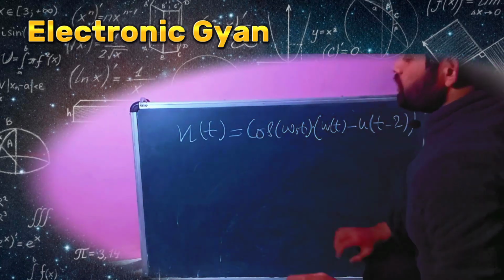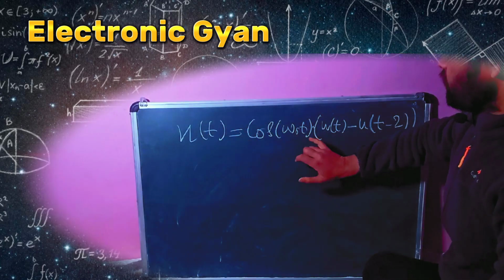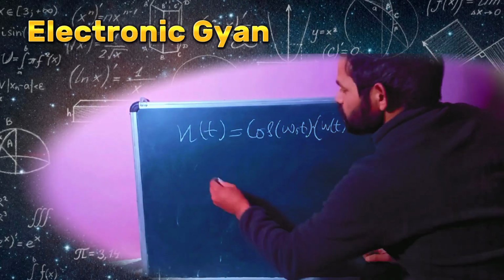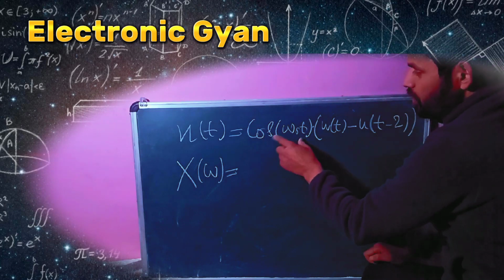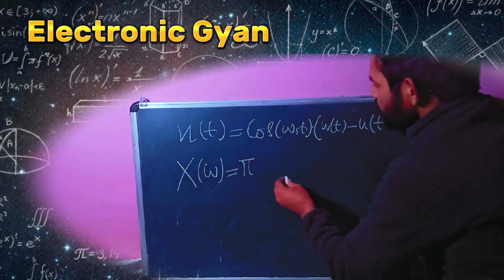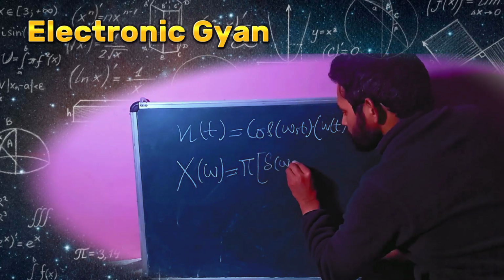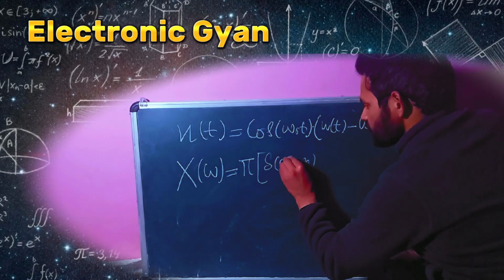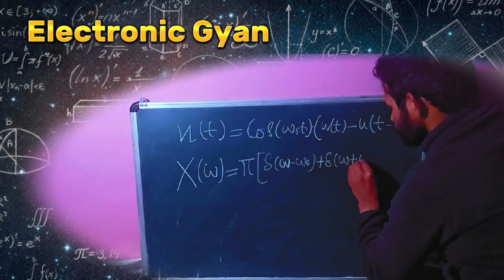So let's see here. Now we are going to apply the convolution property of the Fourier transform. Here this is multiplication, and in the frequency domain it becomes convolution. So the Fourier transform X of omega is equal to the Fourier transform of cos omega naught t, which we know very well: pi into delta of omega minus omega naught plus delta of omega plus omega naught.